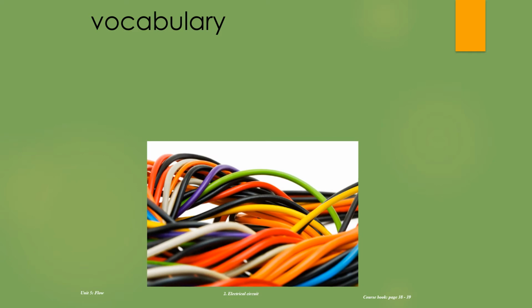Now let's start looking at another word. What is this in the picture? Okay, it's a group of cables. Cables. The definition of cables is a set of wires covered in plastic or rubber that carry electricity, telephone signals, etc., and other things.